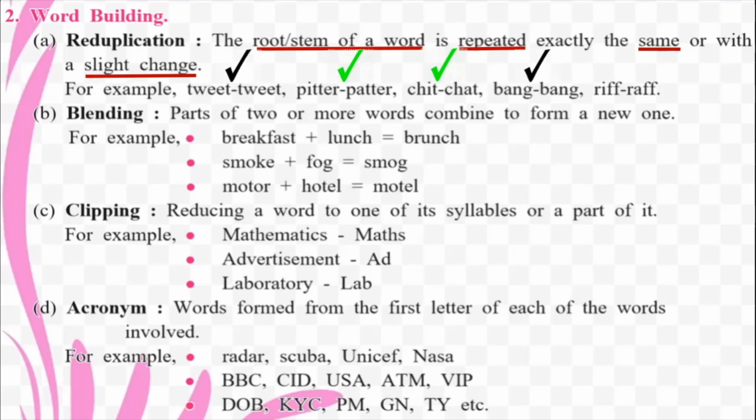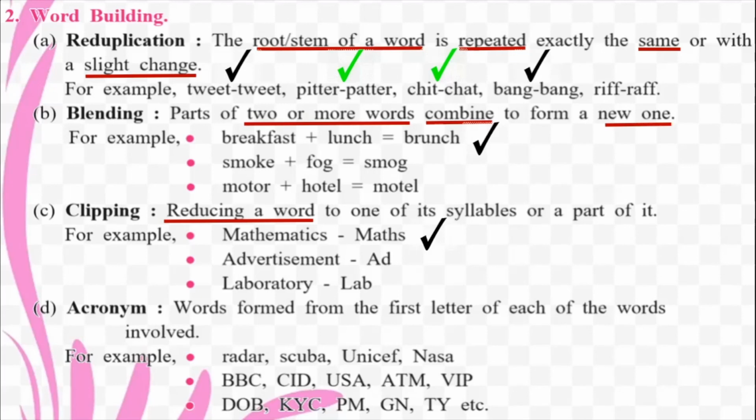Now when we look at it this way, after we have done the reduplication in detail, you will be able to understand better. Let us come to the next one, that is blending. When 2 or more words combine to form a new one, it is called blending. For example, we saw all these examples: brunch, smog, motel. Then coming to the next one, that is clipping. We saw what is clipping also, when you reduce a word to one of its syllables or part of it. So mathematics becomes maths, advertisement becomes ad, laboratory becomes lab. So all these examples also we saw in detail.